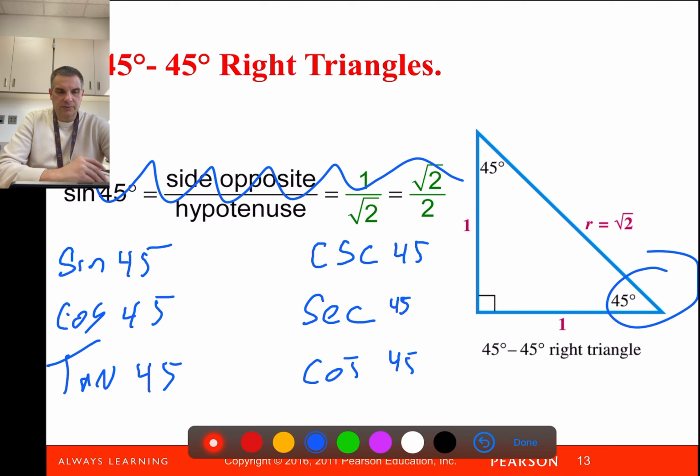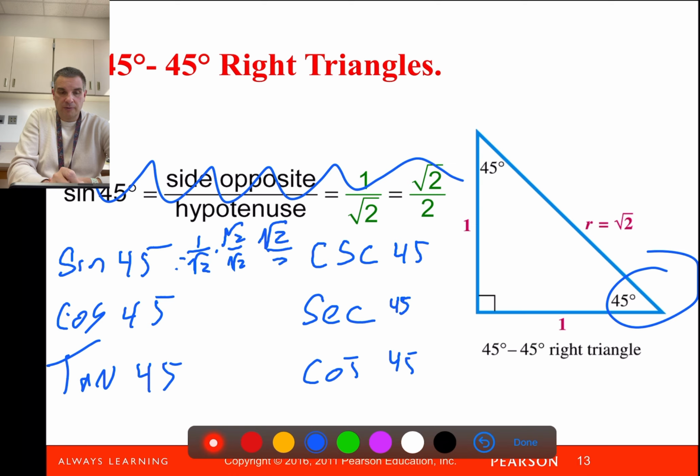Okay, so we're going to look at this one. Sine is opposite over hypotenuse. So that's 1 over the square root of 2. Can't leave it like that. So we'll multiply by the square root of 2 over 2. So it's the square root of 2 over 2. That's the sine of a 45.